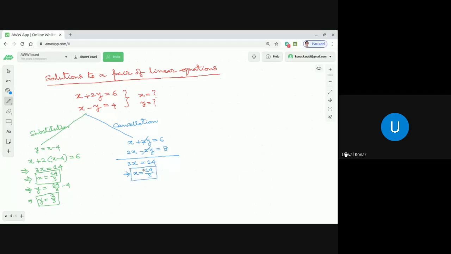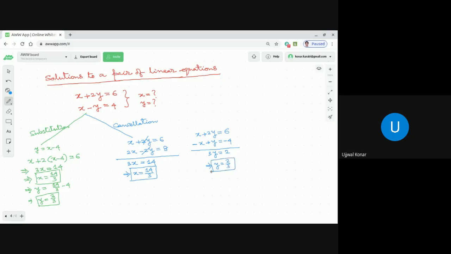Correct or not? Now, in a similar manner, we can multiply the first equation by 1. That means it becomes x plus 2y is equal to 6. And the second equation we can multiply by minus 1. That means minus x plus y becomes minus 4. Now you add it. On the left hand side you get 3y, and the right hand side becomes 2. So that implies y is equal to 2 by 3.